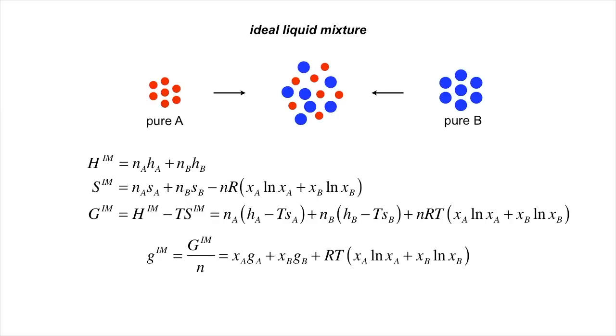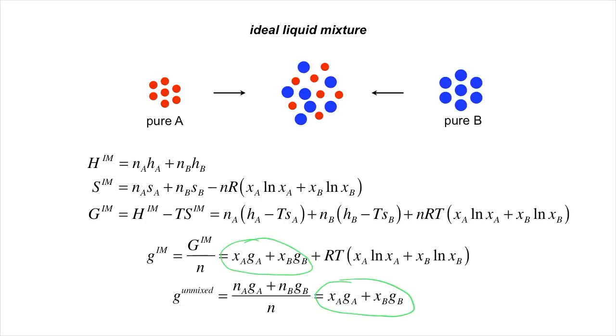As you can see, molar G of the ideal mixture is simply a mole fraction weighted average of G_A and G_B, which are the molar Gibbs free energies of pure A and pure B prior to mixing, plus RT times the sum of X log X, a term that arises from the configurational entropy of mixing. As a basis of comparison, the average molar Gibbs free energy prior to mixing, which we'll call G unmixed, is the molar average Gibbs free energy of the A and B before they are mixed, which is the mole fraction weighted average of G_A and G_B appearing in G_IM. Thus, for mixing to occur spontaneously at fixed temperature and pressure, the RT X log X term must be negative so that G_IM is less than G unmixed.